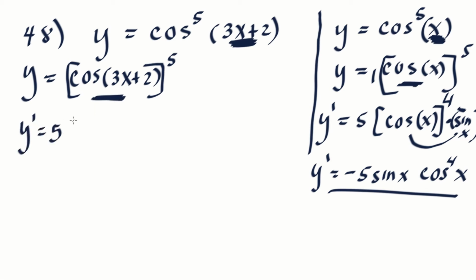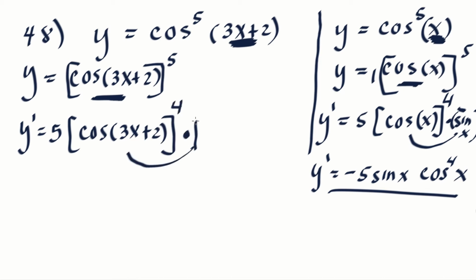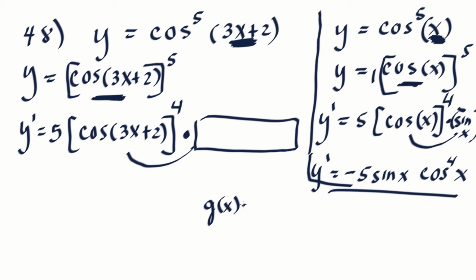So it's 5 times what? Cosine of that base, cosine 3x plus 2, and then raised to the fourth, and then multiply everything by the derivative of this base. So this is the derivative, this is the base, and go ahead and find the derivative of that. Let g of x be that cosine 3x plus 2. So I assign this to function g. What is its derivative? We have to use the chain rule.